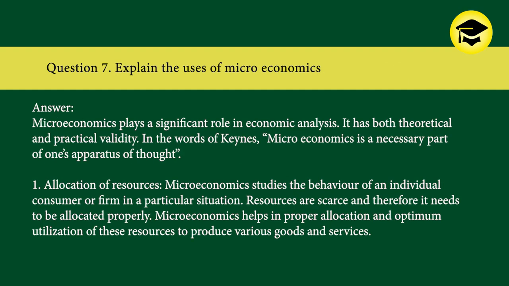Question 7. Explain the uses of microeconomics. Answer. Microeconomics plays a significant role in economic analysis. It has both theoretical and practical validity. In the words of Keynes, microeconomics is a necessary part of one's apparatus of thought. 1. Allocation of resources. Microeconomics studies the behavior of an individual consumer or firm in a particular situation. Resources are scarce and therefore it needs to be allocated properly. Microeconomics helps in proper allocation and optimum utilization of these resources to produce various goods and services.